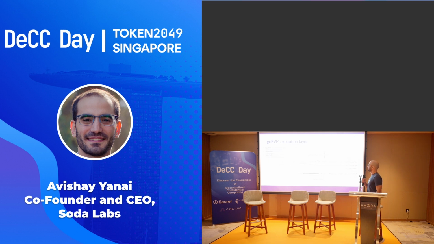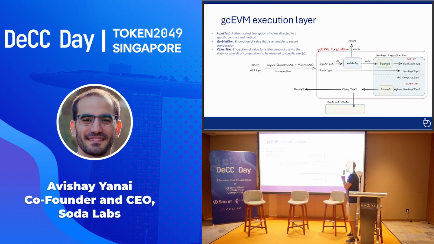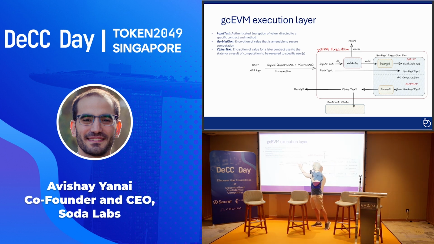So to see how transactions go through inside the GC EVM, think about the user who has an AES key. This is the user key, and the user wants to give some ciphertext to the network. Inside the transaction, the user will give some arguments. Some of them are called input text, and some are called plain text, just simple values. Input text is a special form of ciphertext. It is a ciphertext using the AES key, as well as a signature on some metadata, like the message sender, the contract address, the method signature, and so on.